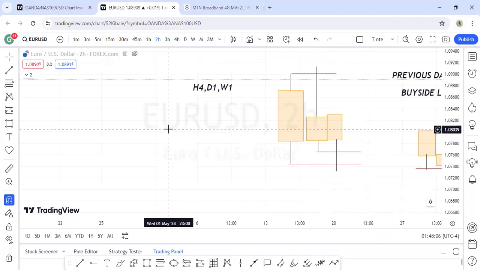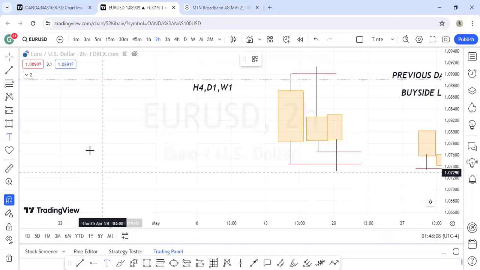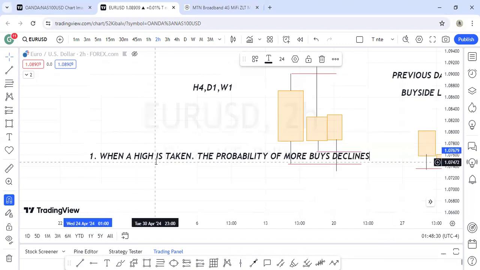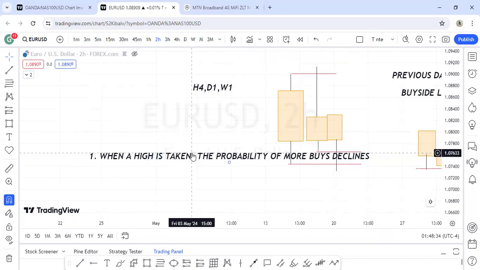Now let me point out some very important details. Number one is that when the previous daily high is taken, the probability of more buys declines. This is one thing you should know. Whenever the high is taken, the probability of more buys declines.